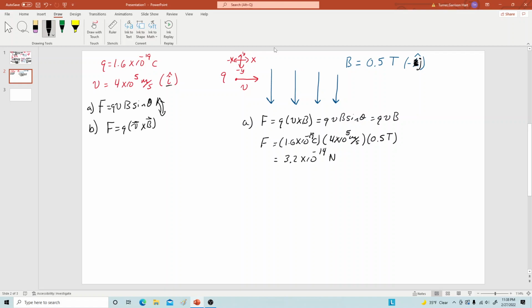And from the right-hand rule, if v is in the plus x direction and b is in the negative y direction, then this is going to be in the negative k direction. And that's just from the right-hand rule. And we can actually work this out and make sure that this expression agrees with this. So if we do part B, we're going to set up the matrix.